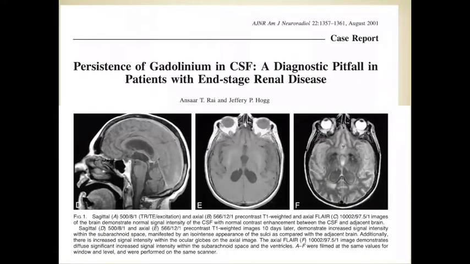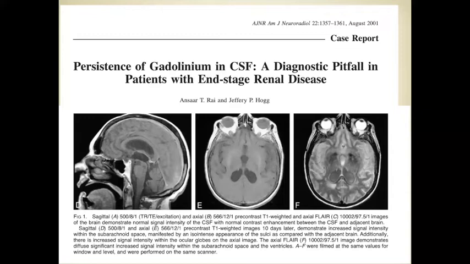You can see this symmetric pattern of involvement in patients with renal disease where they receive contrast on, say, Monday and they get imaged on Wednesday. The FLAIR scan looks abnormal because of the presence of gadolinium in the subarachnoid space. More recently, this was in 2001, but more recently people have reported it in patients with normal renal function.